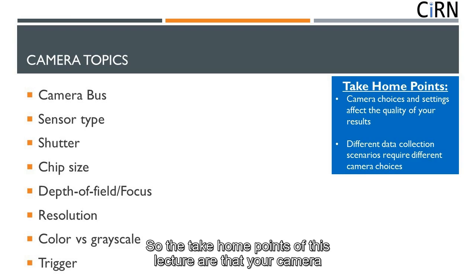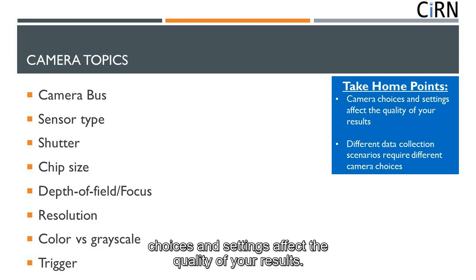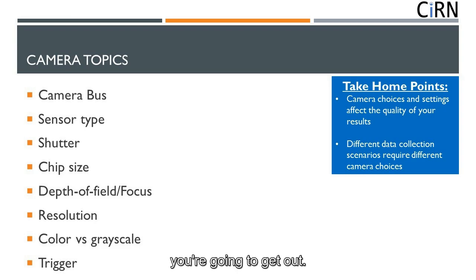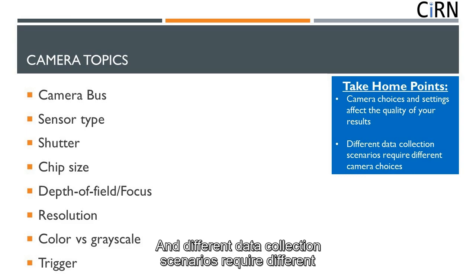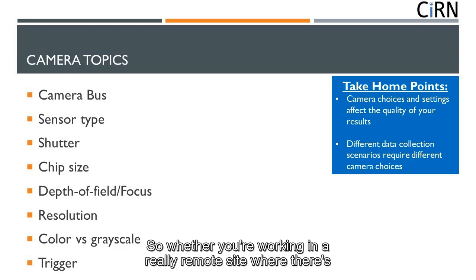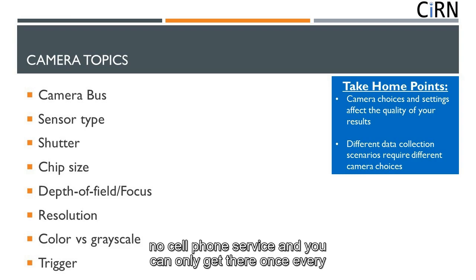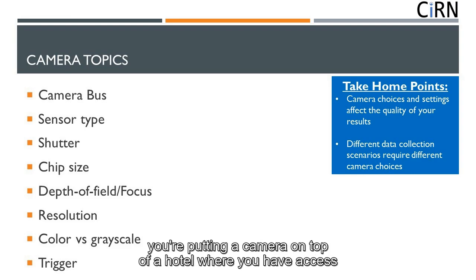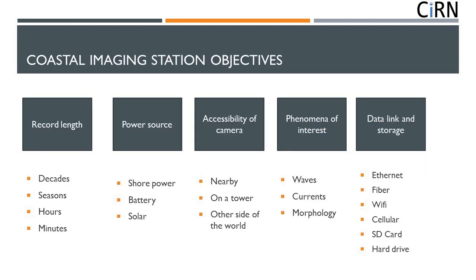So the take-home points of this lecture are that your camera choices and settings affect the quality of your results. So depending on where you start off, depends on what kind of data you're going to get out. And different data collection scenarios require different types of cameras. So whether you're working in a really remote site where there's no cell phone service and you can only get there once every 6 months, is going to be a very different choice than if you're putting a camera on top of a hotel where you have access to internet and power.